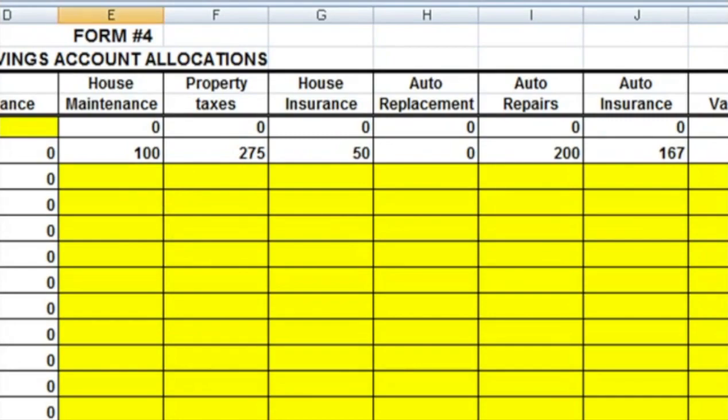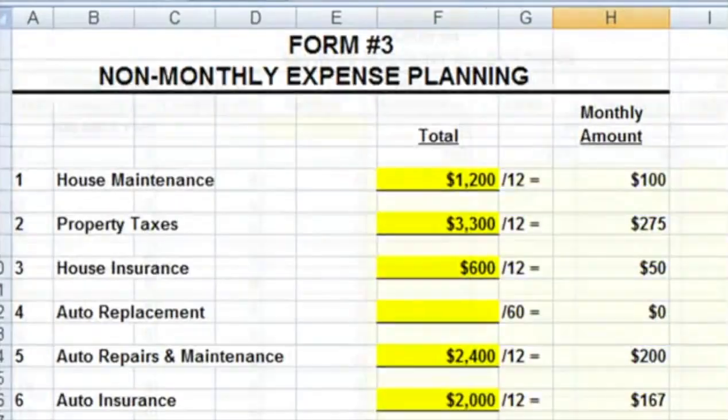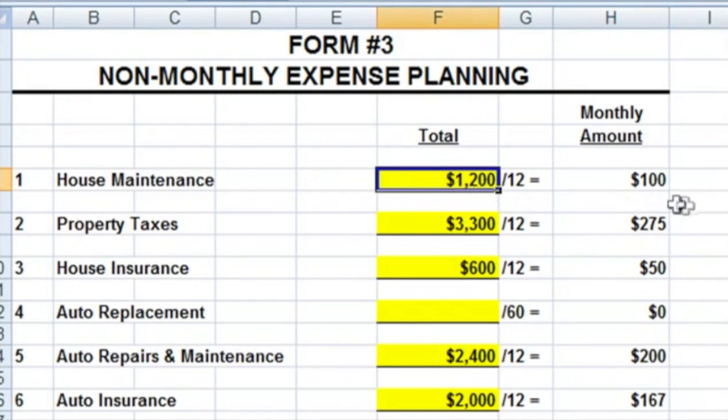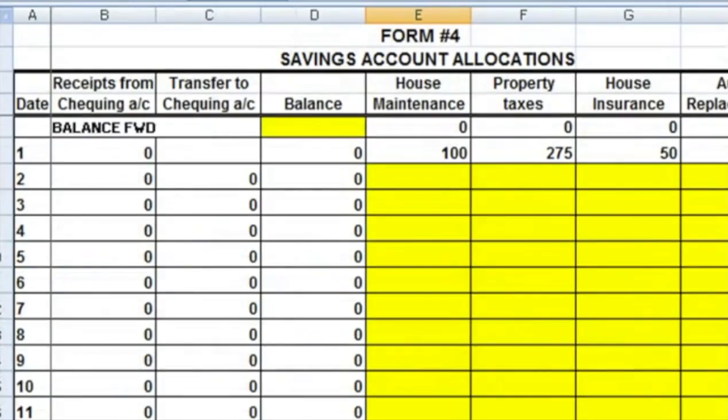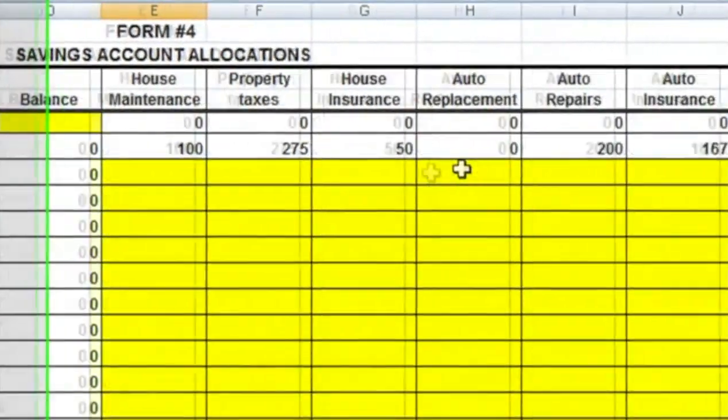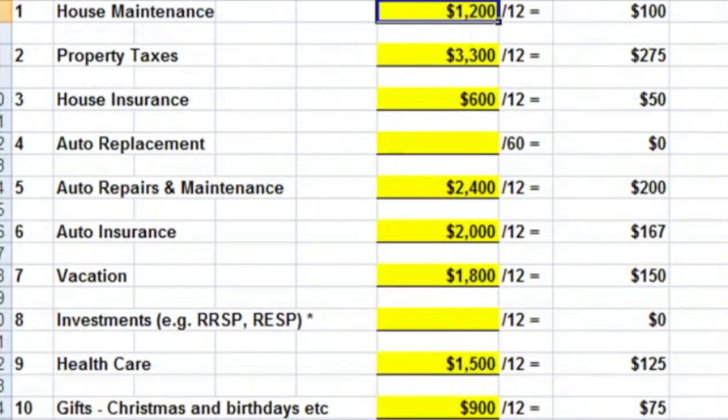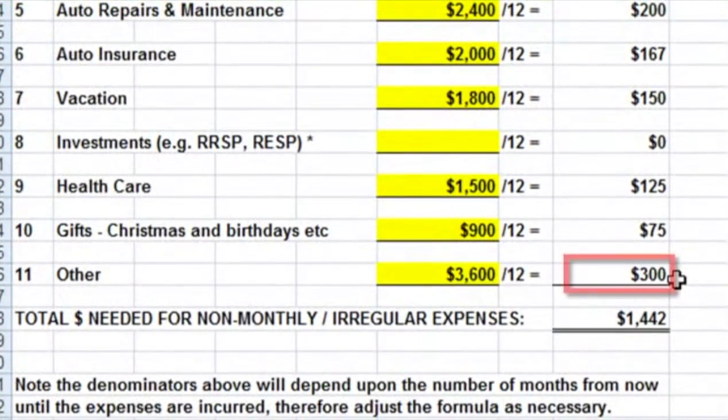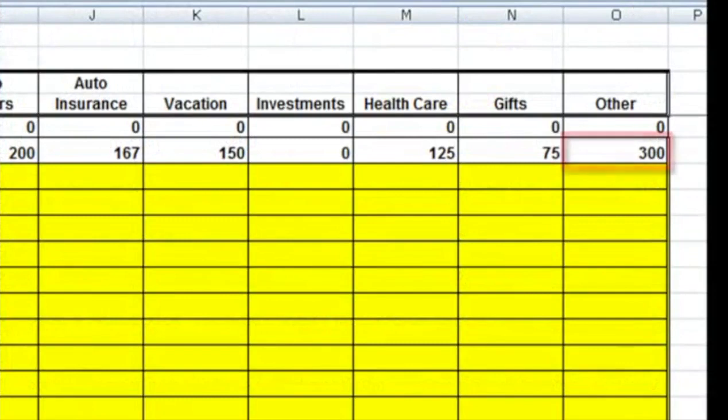If you go to form number 3 for a minute, you'll see on form number 3 that we calculated certain non-monthly expenses. For example, house maintenance was $1,200 per year, and it works out to about $100 per month. Or property taxes works out to $275 per month. If we go to form number 4, you'll see that these amounts automatically show up here. And as a matter of fact, if you follow it through, all of the other amounts that are calculated on form number 3, these amounts that are showing in this column here, right down to the $300 for others, they're showing over here on form number 4.